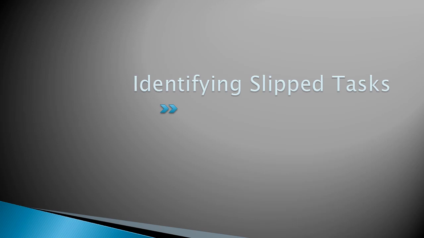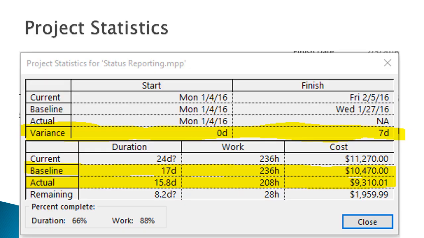First, let's see how we can best identify tasks that have slipped. Once again, the Project Statistics function found on the File tab, Info tab, can be a good starting point to identify the big picture. First, we can see that as of this point in time, the project will end 7 days later than originally planned. While this may not be an issue for a large multi-year project, for a small project, 7 days can be significant.